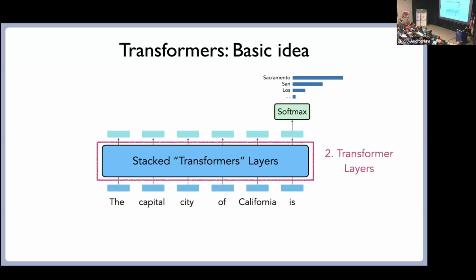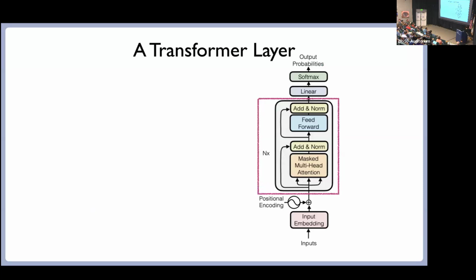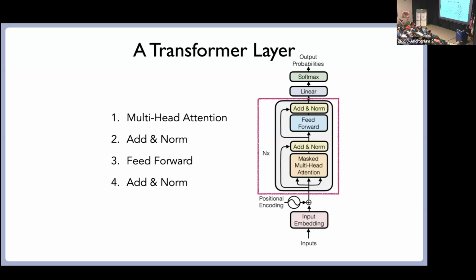And now we'll move on to the stacked transformer layer. This is an outline of the transformer layer from the original transformer paper, and the thing in the box is one transformer layer. You can see it basically repeats 4 operations: multi-head attention, add & norm, feed forward, and add & norm. So we'll look into that one by one.